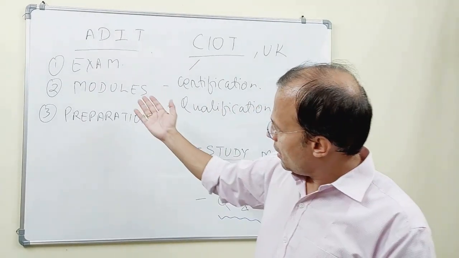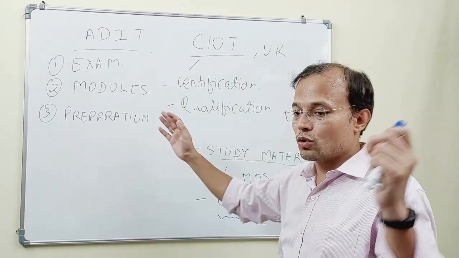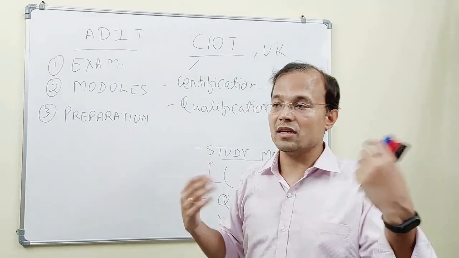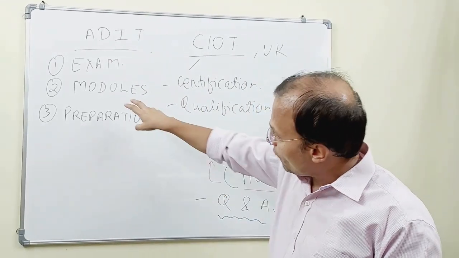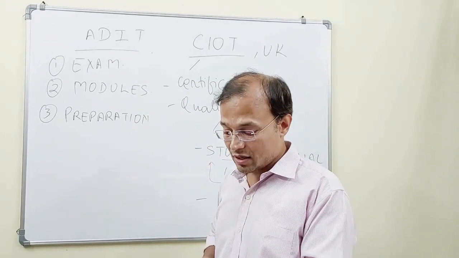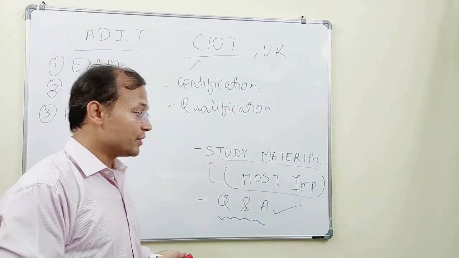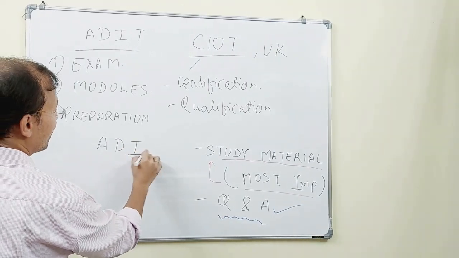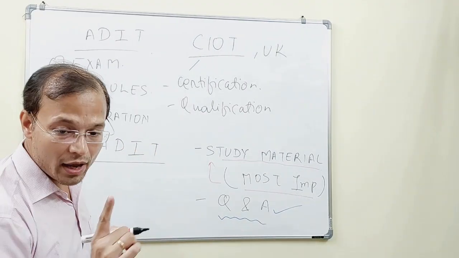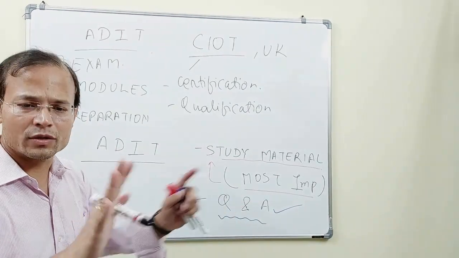Now, as far as the modules are concerned, we've understood what the qualification and certification are, and this is an advantage. Now, how do you qualify? For qualifying, you'll have to undergo the three modules which are present in this examination. So the ADIT examination would require you to qualify three exams, three subjects or three modules.